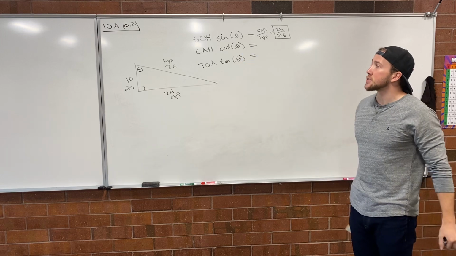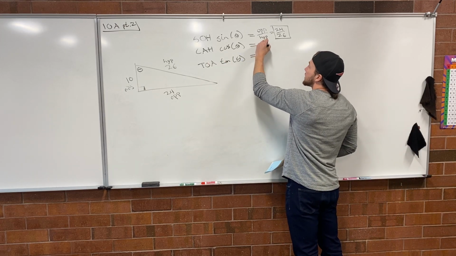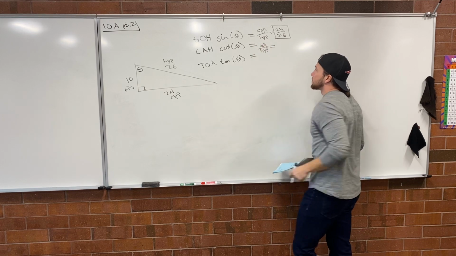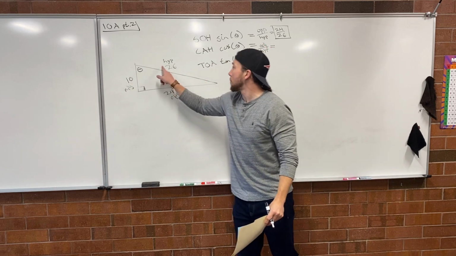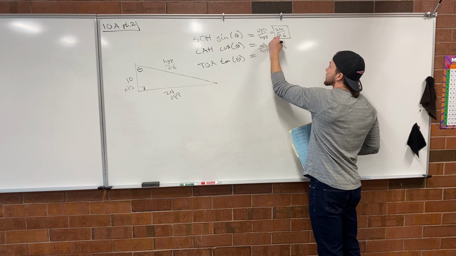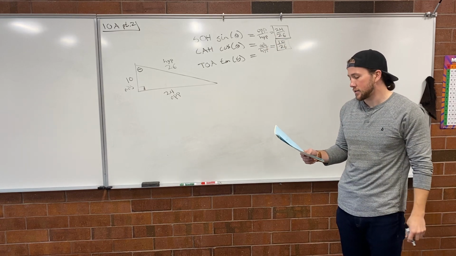Now we're going to find cosine. Well, cosine is adjacent over hypotenuse. So I can go ADJ over hypotenuse. So I'm going to find the adjacent side length, that's 10. The hypotenuse is still 26. So I can go 10 divided by 26. And that is our cosine of the angle theta.